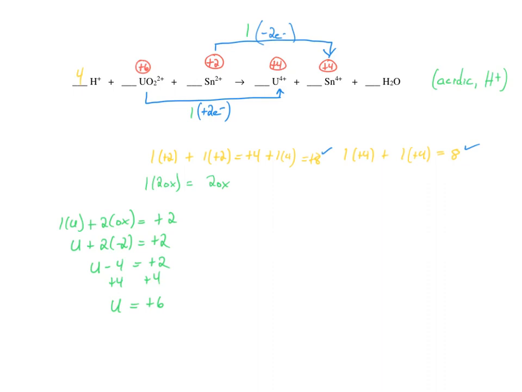Now we're going to worry about oxygens. We see on the reactant side we have 2 oxygens, so we're going to need 2 oxygens on the product side. As a final check, we'll check on our hydrogens. We see that on the reactant side we have 4 hydrogens. On the product side we also have 4 hydrogens. Our redox reaction is now balanced both for mass and for charge. We're done.